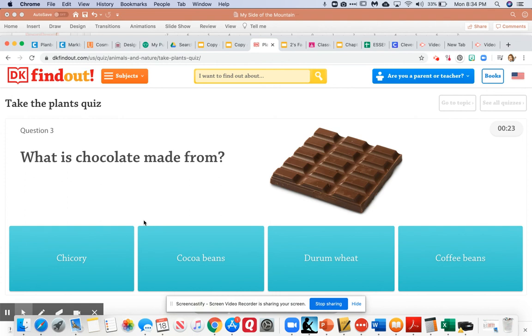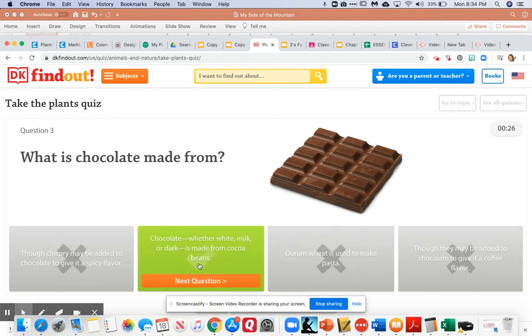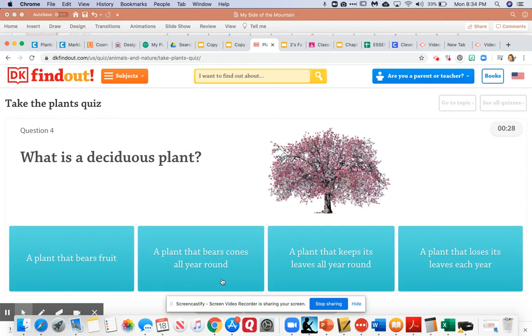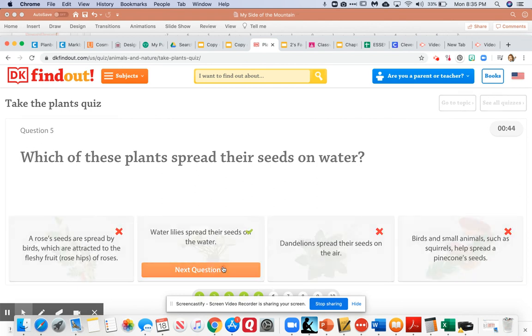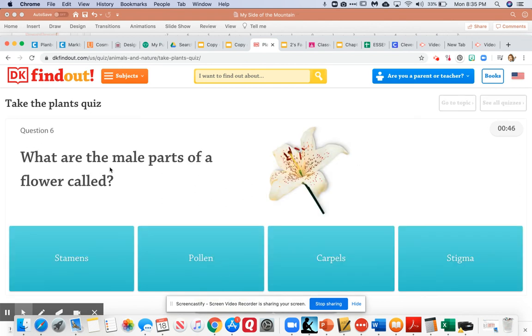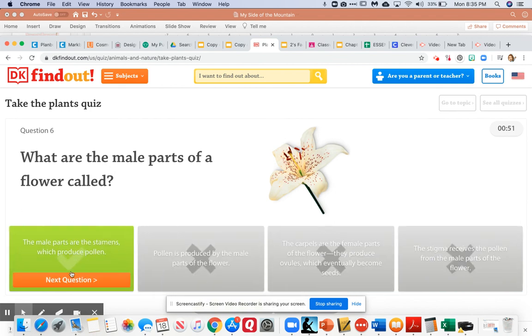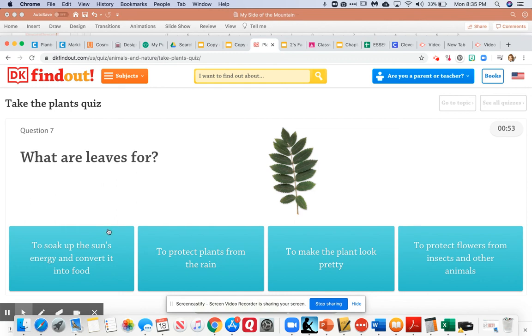What is chocolate made from? Cocoa beans. Thank you. What is a deciduous plant? Oh, let's see. A deciduous plant is one that loses its leaves, I believe. Yes. Which of these plants spread their seeds on water? Water lilies. What are the male parts of a flower called? They are called the stamen. What are leaves for? To soak up the sun's energy and convert it to food.